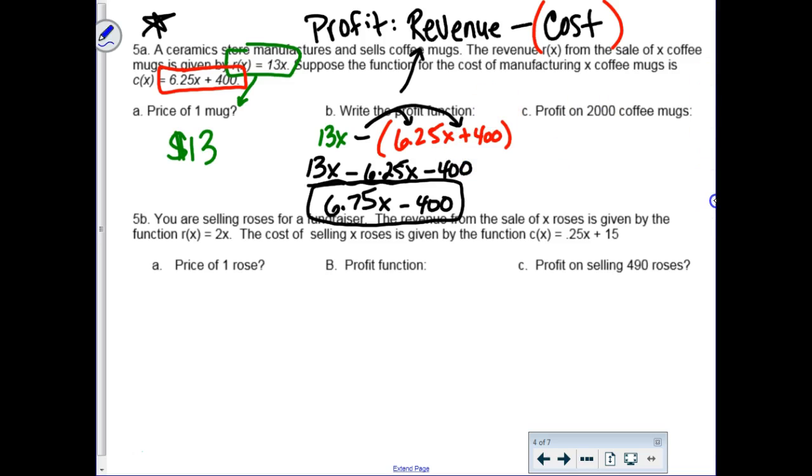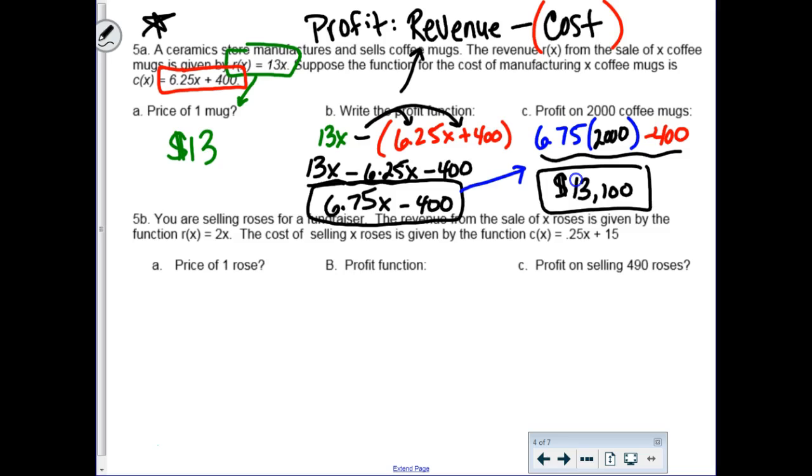So now C leads in from the function. The profit can be found by taking 6.75 times the number of coffee mugs that you're going to sell, which is 2,000 in this question, right here. And then we're going to subtract 400. So cranking this in my calculator, I get 13,100, I believe. Okay, pen. Work, buddy. Okay, pen. Any day now. Okay, so it's 13,100.